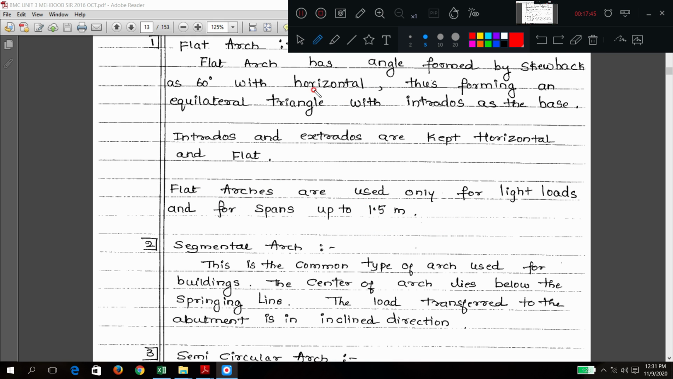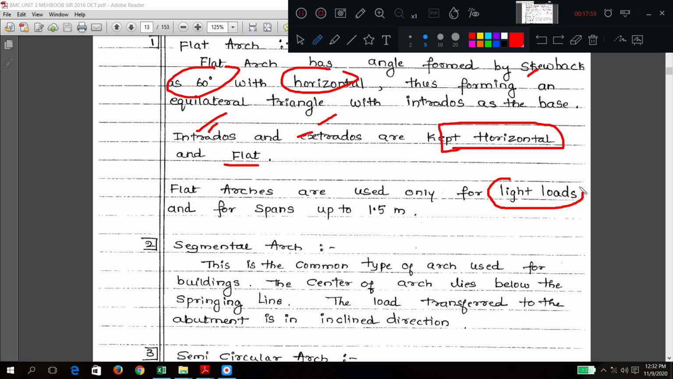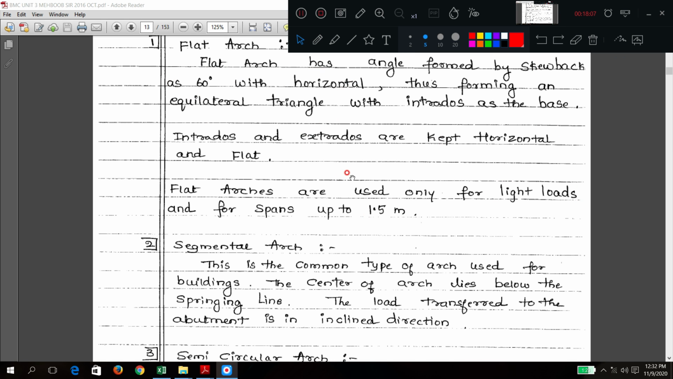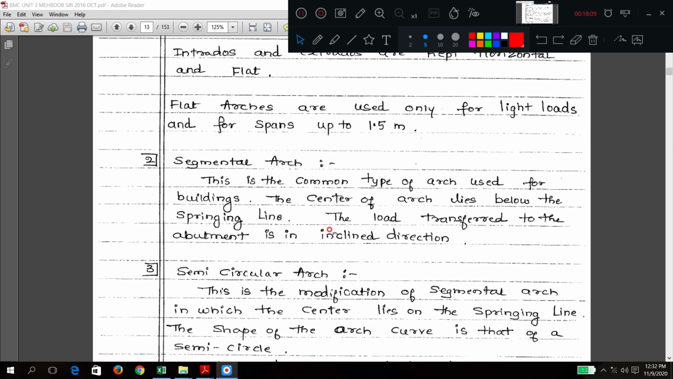What is there? Angle is 60°. What angle? Skew back with the horizontal. And intrados and extrados are flat as well as horizontal. It is used for light loads and smaller span. I hope it is clear. We are discussing classification.